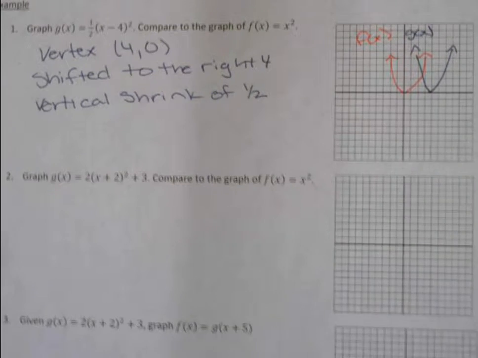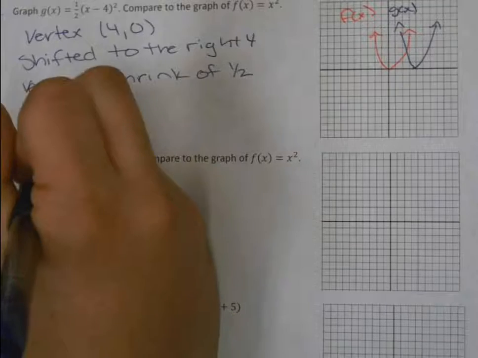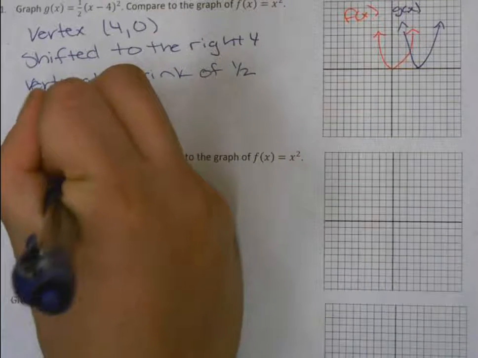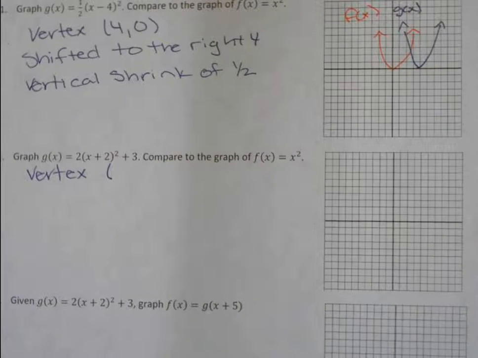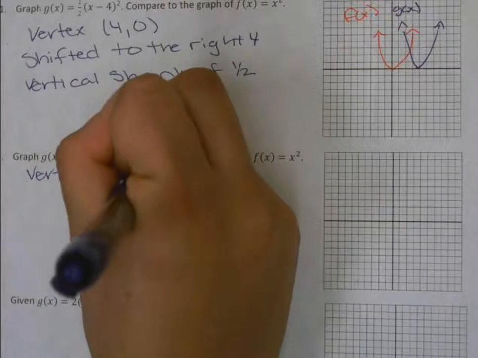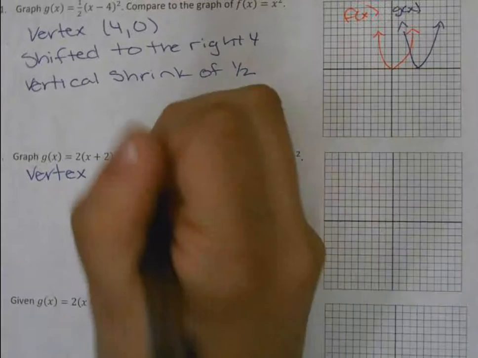Okay. So on number 2, what is my vertex going to be? That's not move typically. No. So for the number that goes in the x spot, it's always the opposite sign. So it's going to be -2. And then it's always the number at the end. So this time I have a number at the end. It's -2, 3.